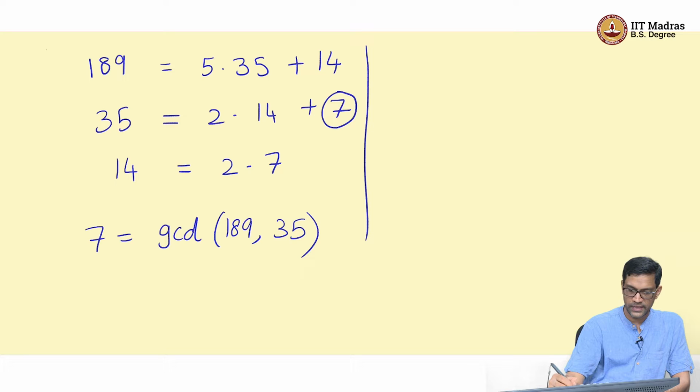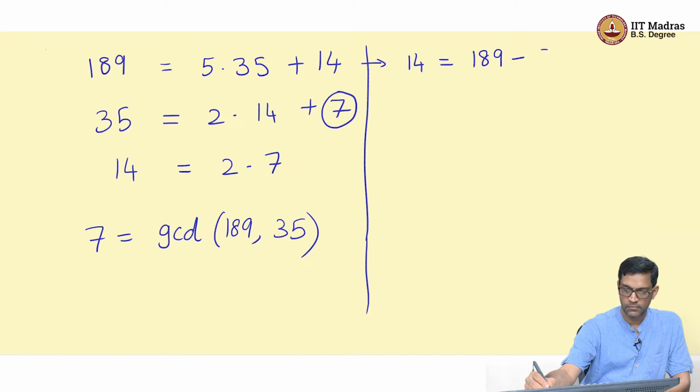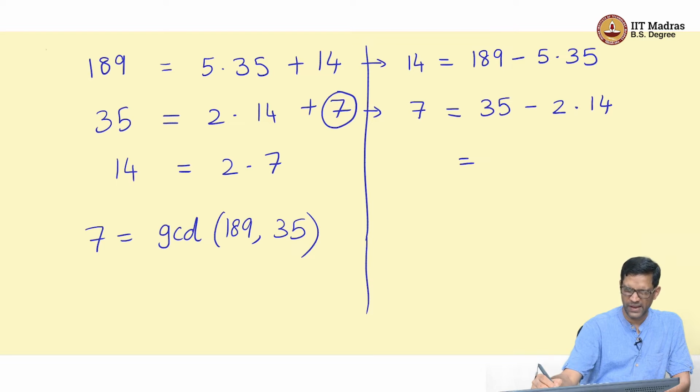And so, we could rewrite 7 back in terms of the two numbers 189 and 35. That was a very important consequence of the Euclidean algorithm. Observe that we can sort of work backwards. From the first step we write the remainder 14 in terms of the original numbers. So, it is 189 minus 5 times 35. Now, from the second step we can write the remainder 7 again in terms of 35 and 14 as 35 minus 2 times 14, but we substitute 14 back in terms of 189 and 35.